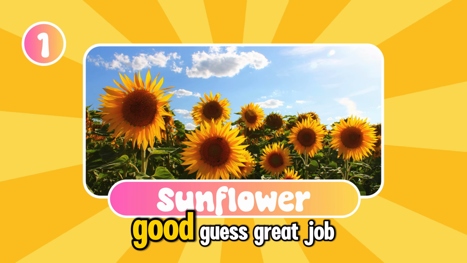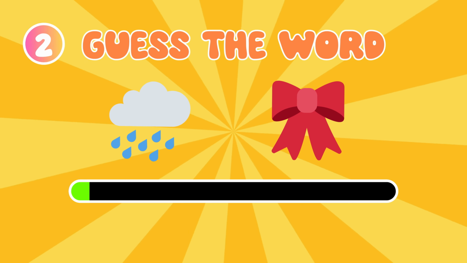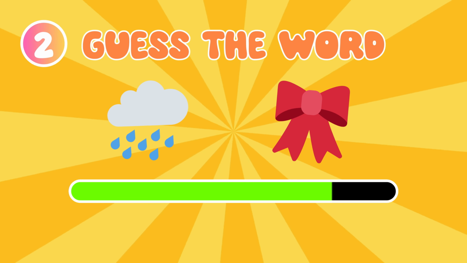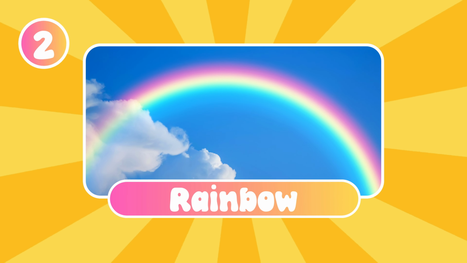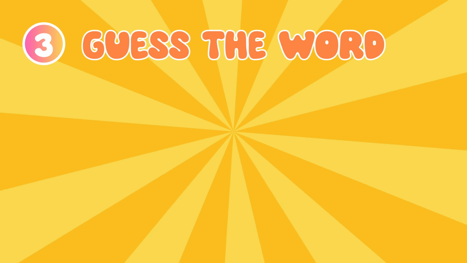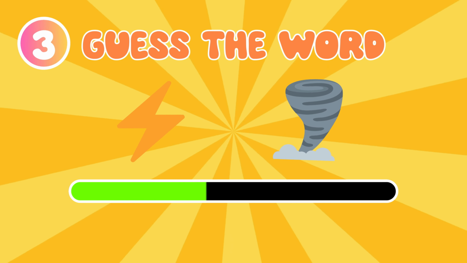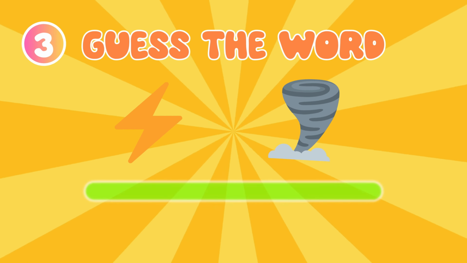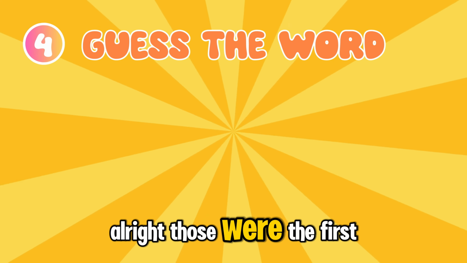Sunflower, that's a blooming good guess. Great job. Let's see if you can guess this one. Rainbow, you're a pot of gold at the end of this quiz. Here comes the next one. Can you get it? Thunderstorm, electrifying guess. All right, those were the first 3.